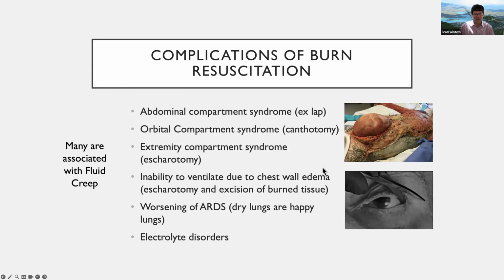The other thing that can happen is you get orbital compartment syndrome, which can lead to blindness. Okay, a canthotomy is the treatment for that should it occur. Literally you shove scissors into the corner of the eye here and you cut this open to release the pressure. Okay, extremity compartment syndrome is very common just with the burn alone. And we often have to do escharotomies where we cut the tissue down and release it, just like fasciotomies for ischemic reperfusion injury. Excessive fluid resuscitation increases the risk of this.